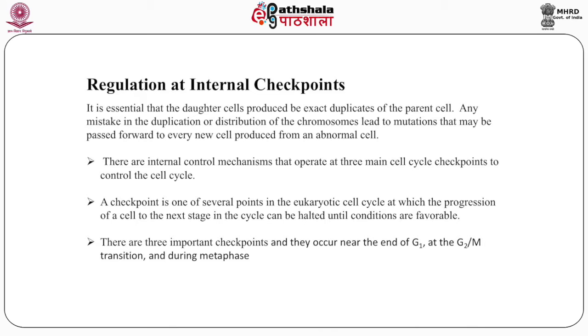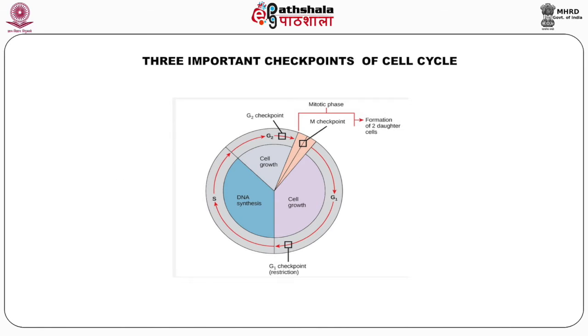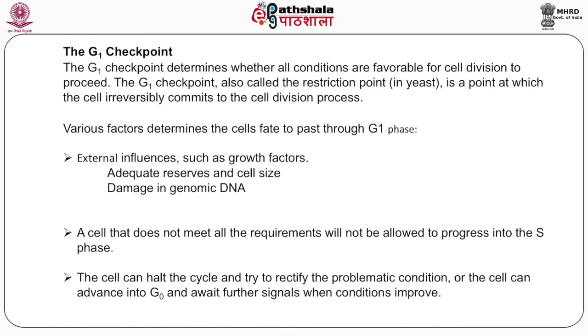A checkpoint is one of several points in the eukaryotic cell cycle at which the progression of a cell to the next stage in the cycle can be halted until conditions are favorable. There are 3 important checkpoints, and they occur near the end of G1, at the G2/M transition, and during metaphase. Now, we will begin with the discussion about the G1 checkpoint.